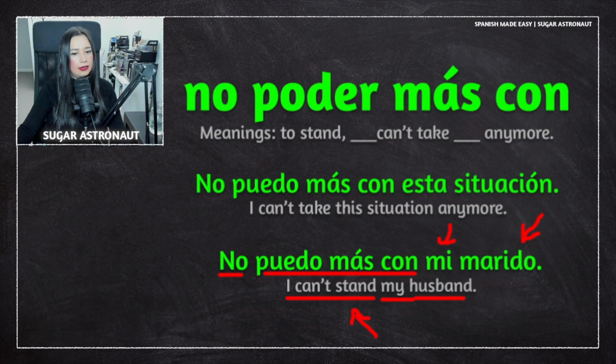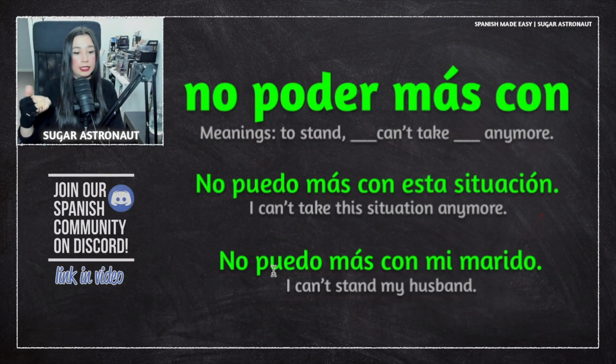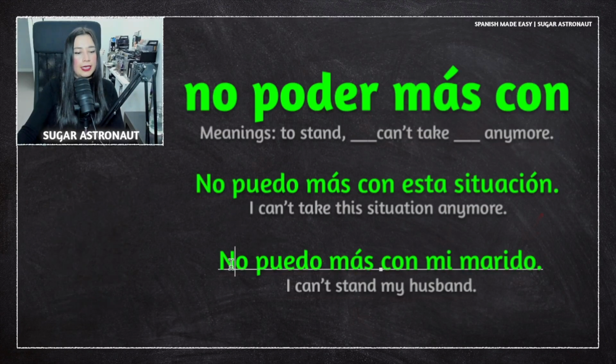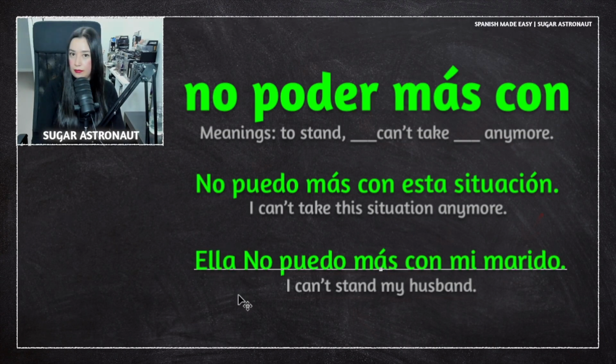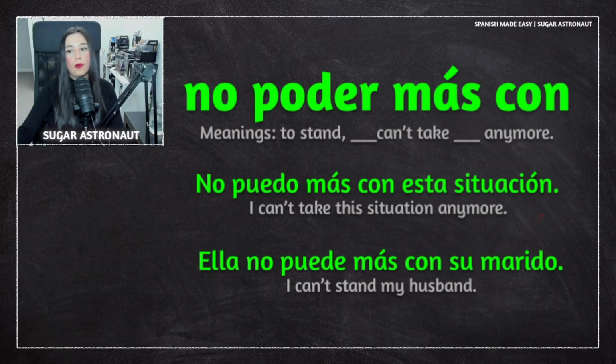Now, let's change this a bit. Because I have twice no puedo más con, let's change this to, for example, someone else, right? It's not my husband, it's someone else's husband. You can say, ella no puede más con su marido. Ella no puede más con su marido.